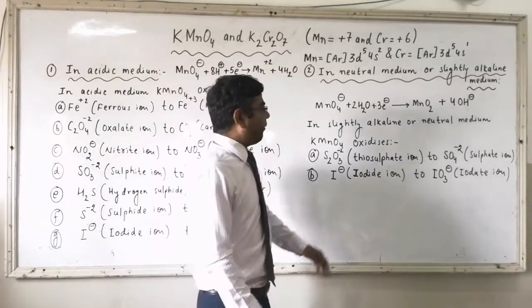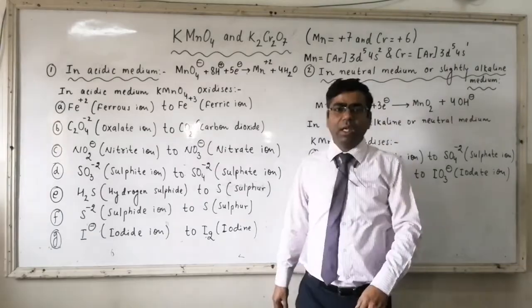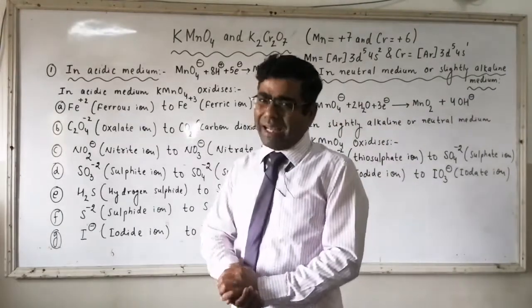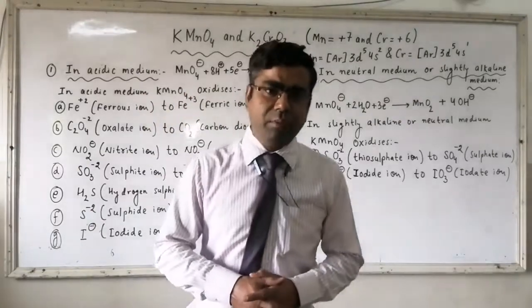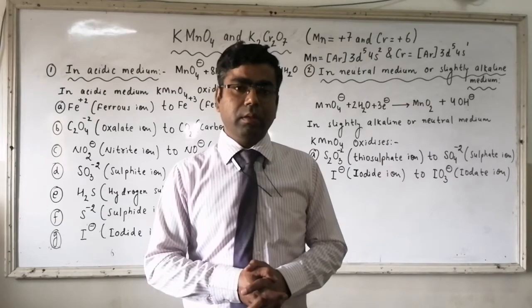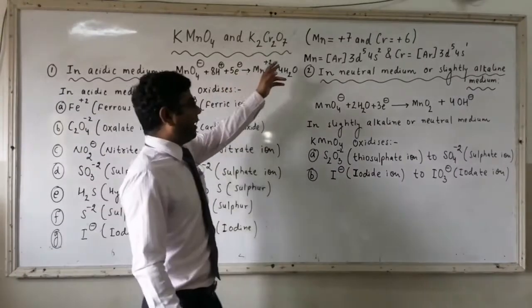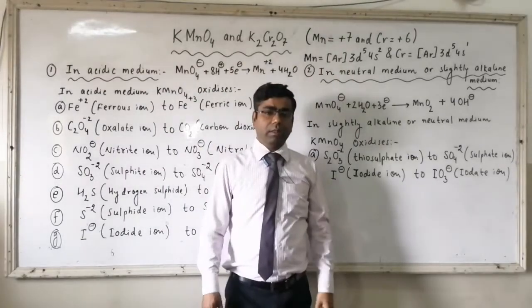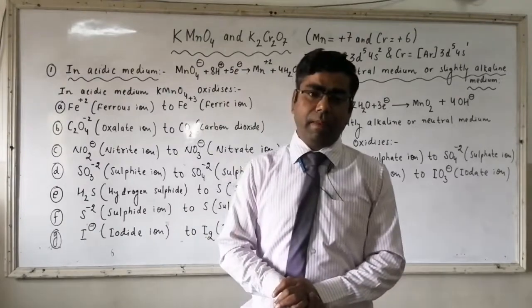Second, we have chromium with outermost electronic configuration 3d5 4s1. In 4s we have 1 electron and in 3d we have 5 electrons. So in total there are 6 electrons which can be involved in bond formation. So here in KMnO4 the oxidation state of Mn is +7, while for chromium the oxidation state is +6.